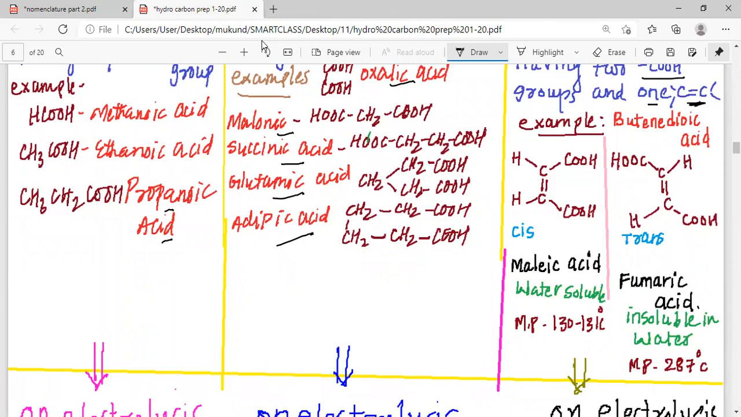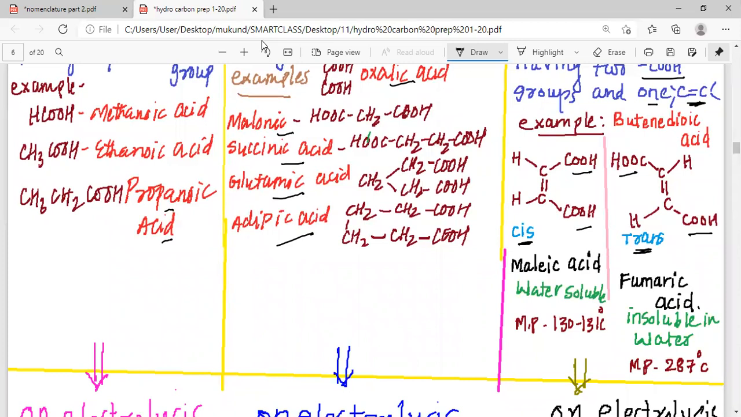we can use them. We have a wonderful example of two acids of this type. These two acids have the C double bond C, and both the carboxylic acid groups are present on the same side. This is known as the cis isomer. And if both the carboxylic groups are present on opposite sides, it is known as the trans isomer.